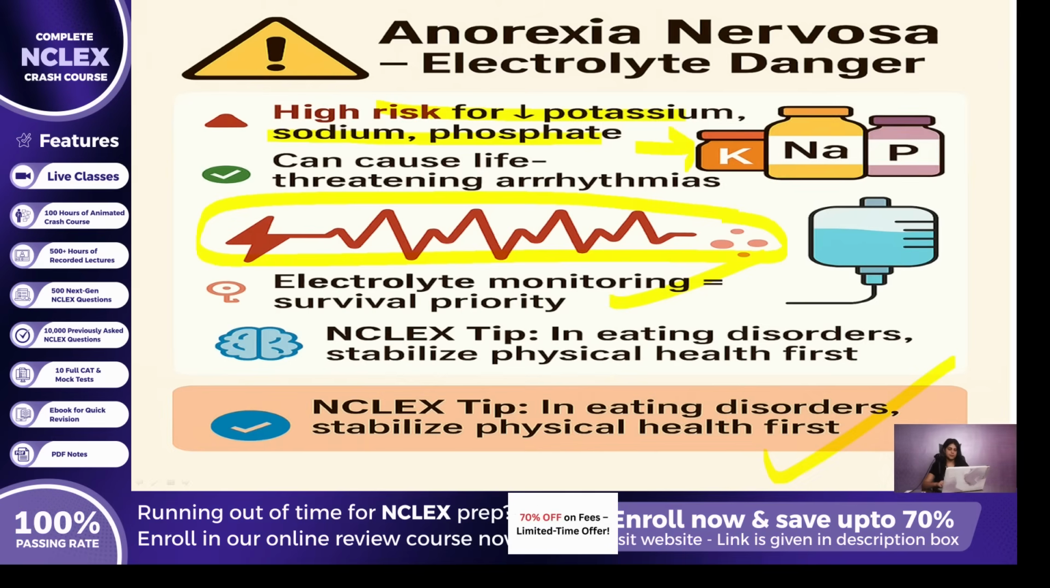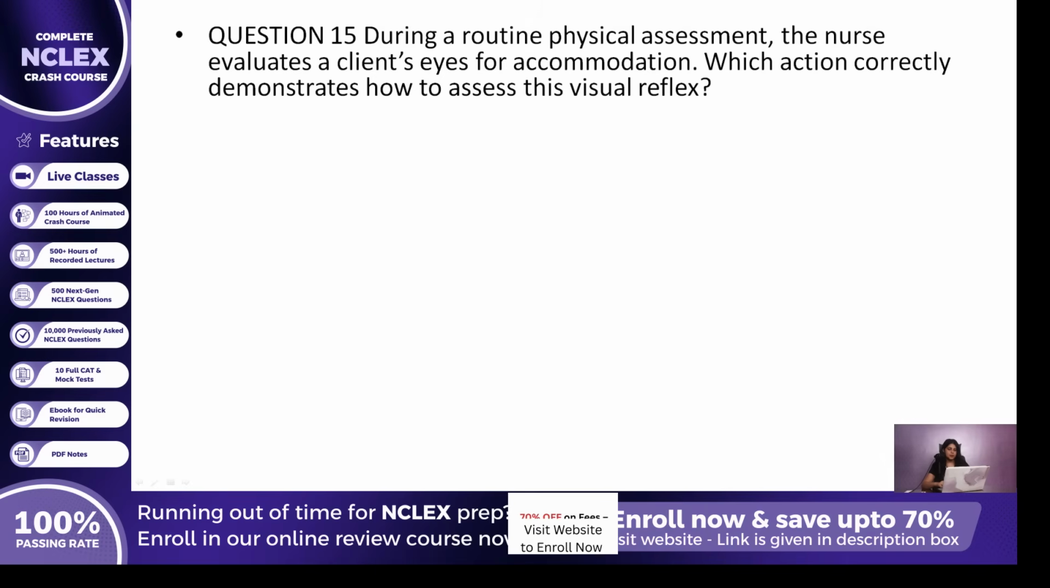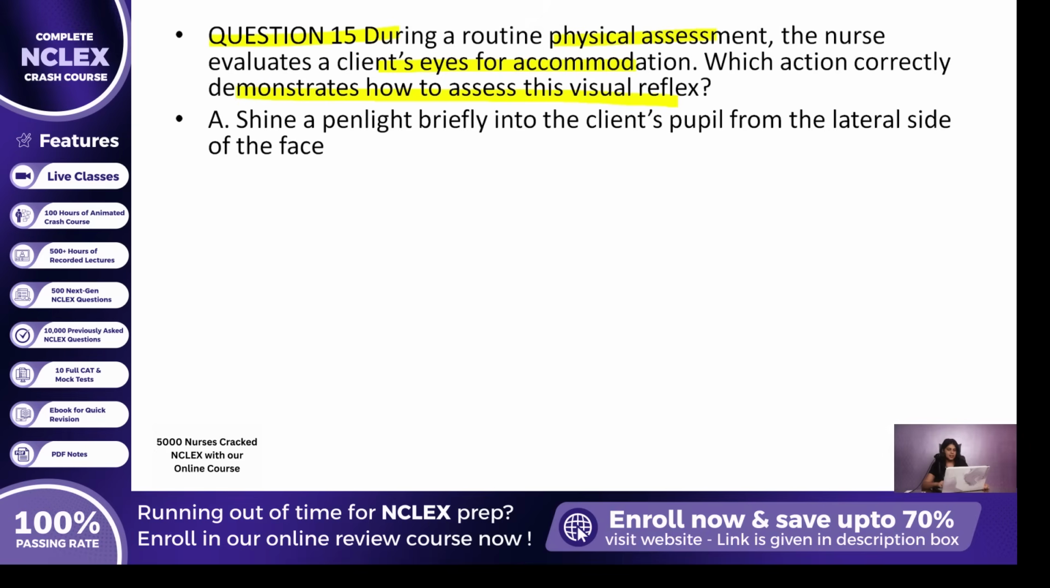Now, let us move to question 15, which focuses on proper neurological assessment of visual reflexes. During a routine physical exam, the nurse evaluates a client's eyes for accommodation. Which action correctly demonstrates how to assess this reflex? Here are the options. A. Shine a penlight briefly into the client's pupil from the lateral side of the face.